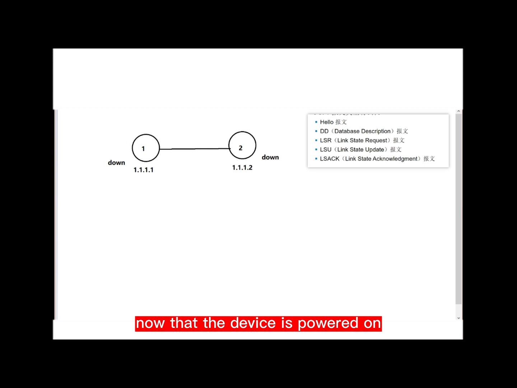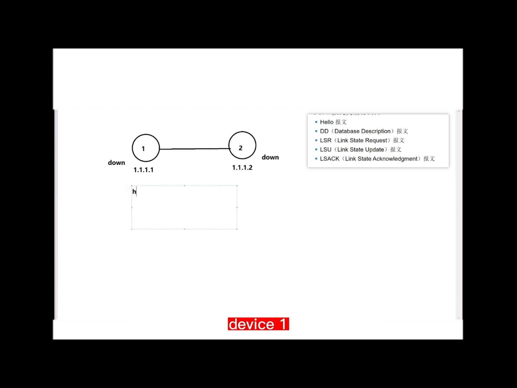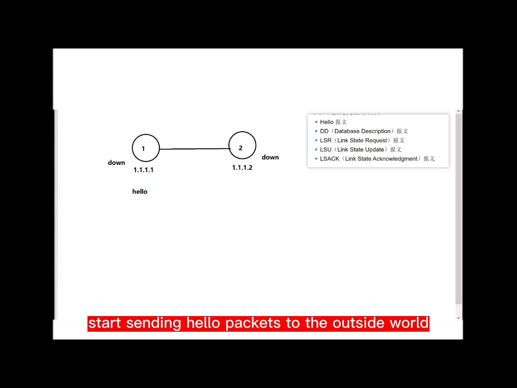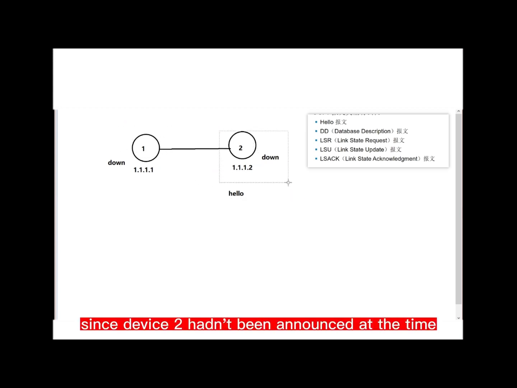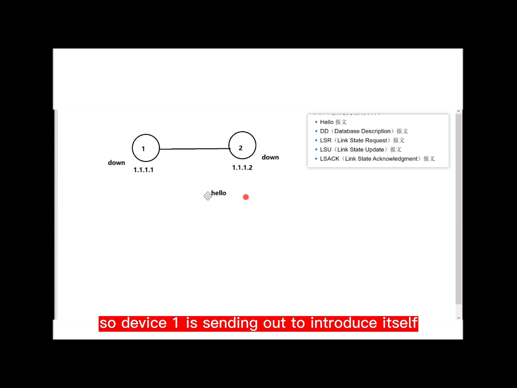Now that the device is powered on, device 1 starts sending hello packets to the outside world. Then this hello message will be sent to device 2. As long as the interface declares, device 1 starts sending. This packet is then sent to device 2. Please pay attention. When device 1 first started sending, since device 2 hadn't been announced at the time, device 1 is sending out to introduce itself.